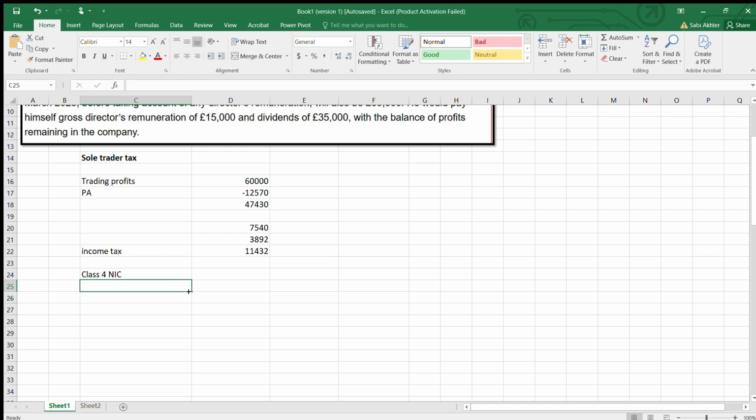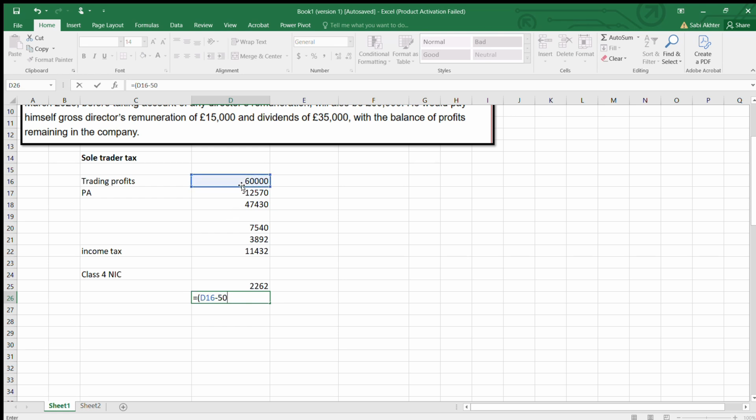60,000 is more than the upper limit, 50,270. So you have to pay the additional 2% also. First, it is the difference: 50,270 minus 12,570, the difference between upper and lower. This is multiplied by 6%. Then 60,000 minus 50,270, your income minus the upper limit, the excess, would be taxed at 2%.